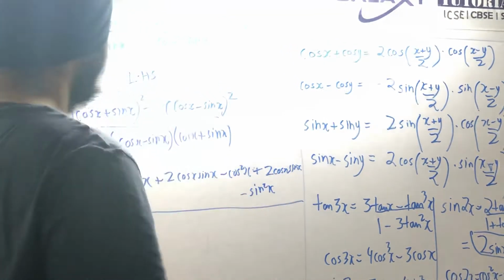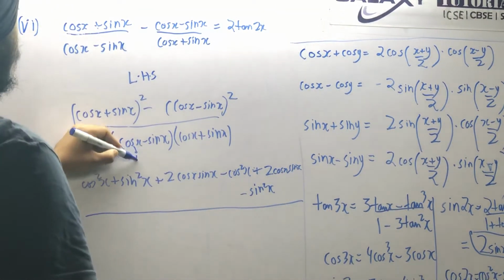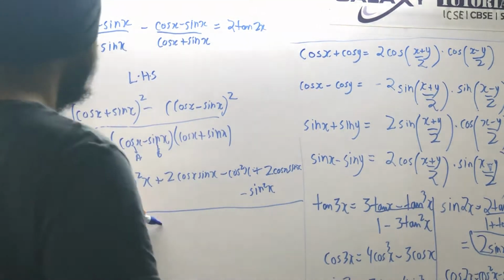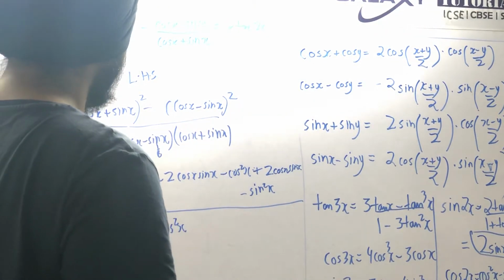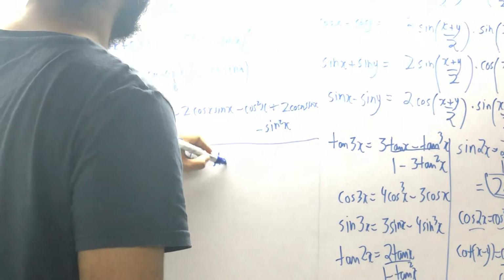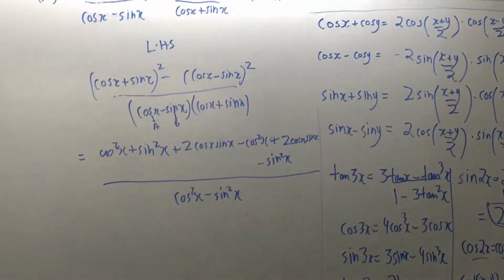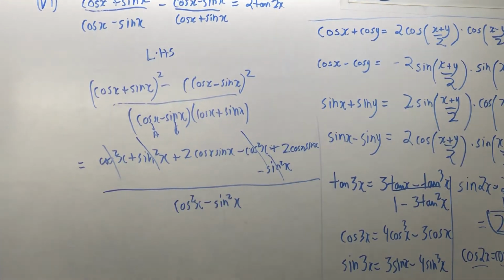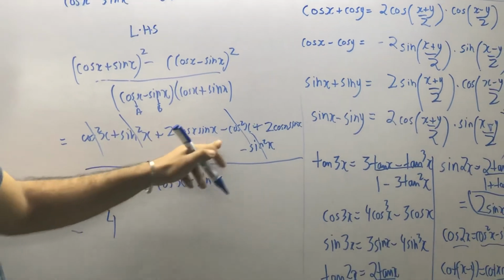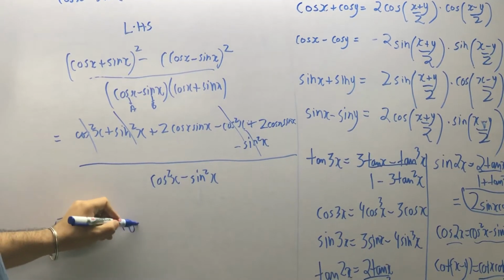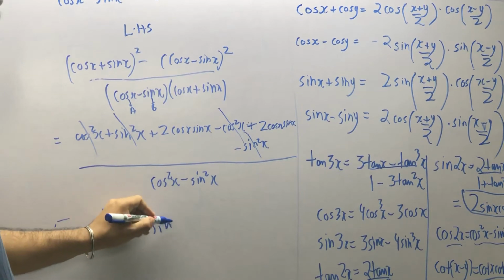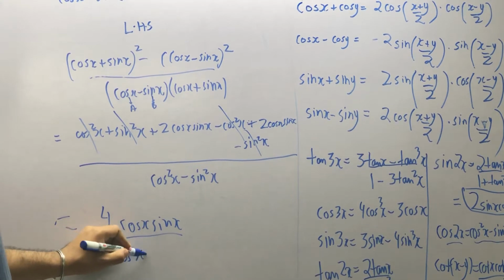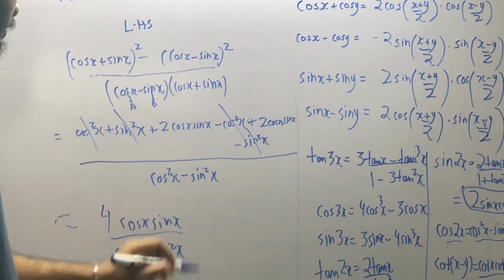Dividing by a, just assume these as a and b. a minus b into a plus b is a square minus b square. So cos square x minus sin square x. Now look carefully here. Cos square x can be cancelled, sin square x can be cancelled. So what you get is 2 cos x sin x plus 2 cos x sin x, that is 4 cos x sin x upon cos square x minus sin square x.